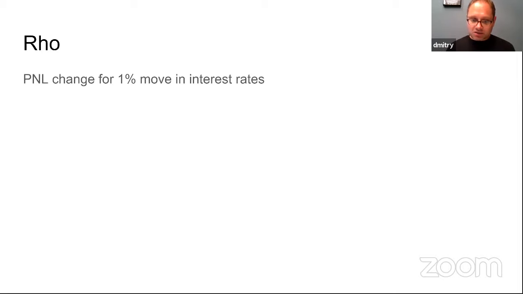It looks at your position and tells you your exposure to a 1% interest rate move. So if it's $1,000 and interest rates move up 1%, those options will reprice for those interest rates and your position should make $1,000. Or if it goes down, those options will reprice the other way, because interest rates are already priced into the options, and you'll make $1,000. So that's your Rho risk.